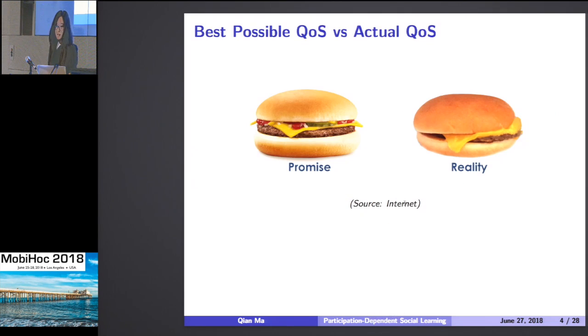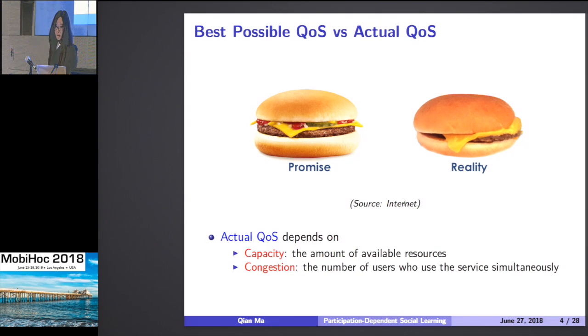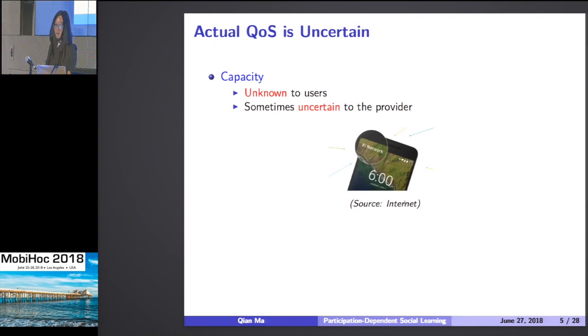Then as users, how can we know the QoS of the service? Some service providers may claim their best possible QoS in their advertisement, but as we all know, the actual QoS may be different from the best possible QoS. The actual QoS depends on two factors. The first one is capacity, which is the amount of available resources. And the second factor is the congestion effect, which depends on the number of users who use the service simultaneously. But the question is, the actual QoS is uncertain to users.